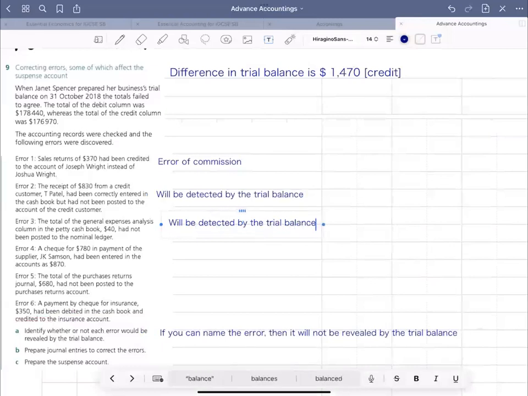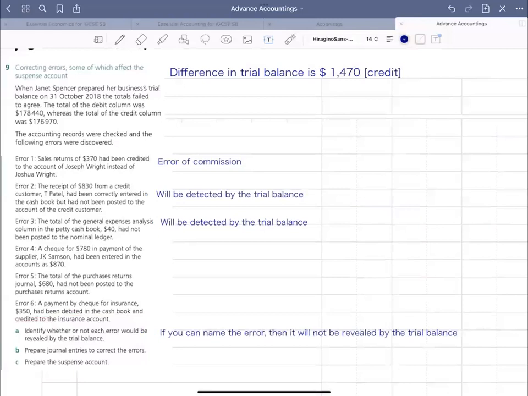So all of these that will be detected by the trial balance will then go into an account called suspense account. We are going to suspend this 1,470 on one side so that we can correct the error to see if it balances it off. Okay, so let's look at error 4.